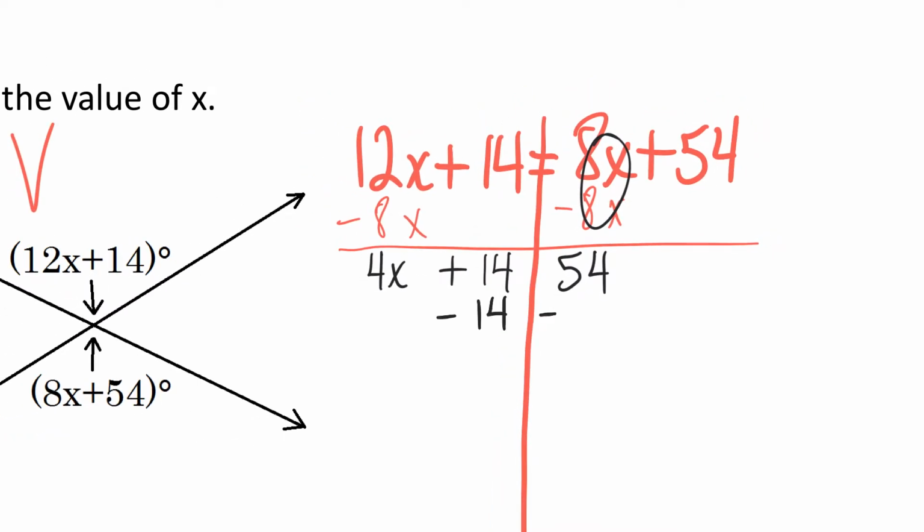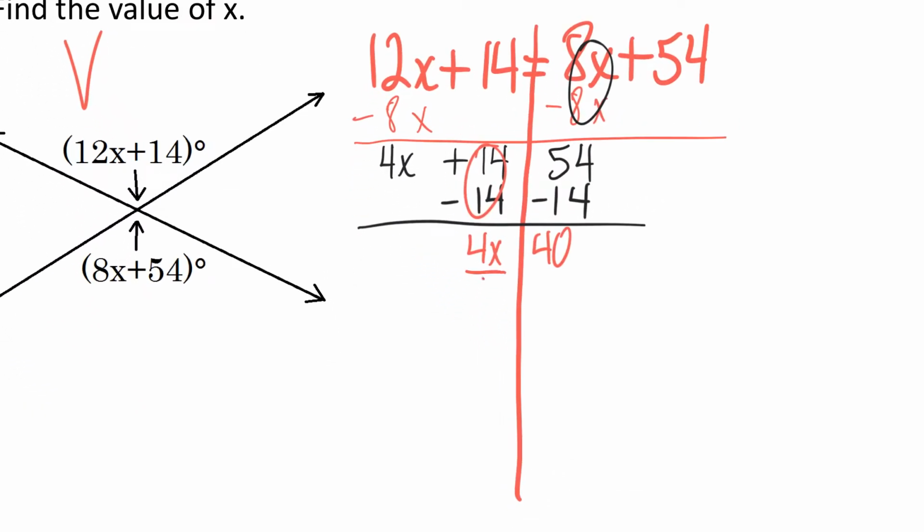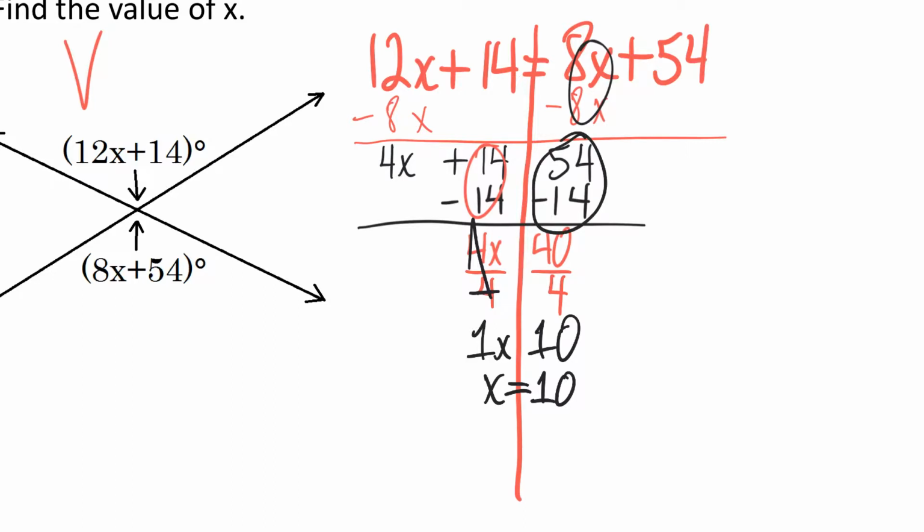Subtract 14. This zeroes out. We got 4x equals 40. Divide both sides by 4. Where'd you get 40 from? Are you supposed to subtract 54 minus 14? Yeah, I did that. I was looking at the wrong paper. Okay. So x equals 10 there.